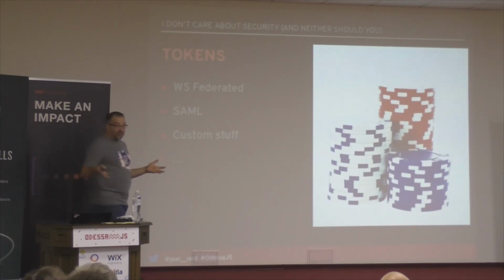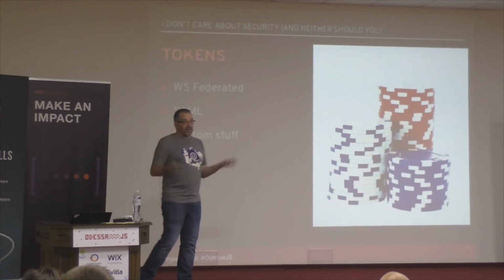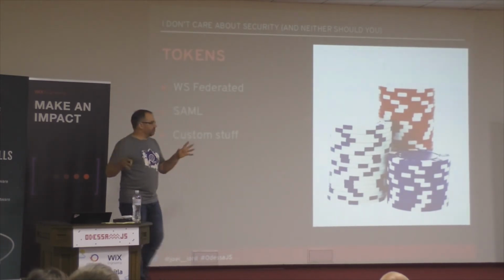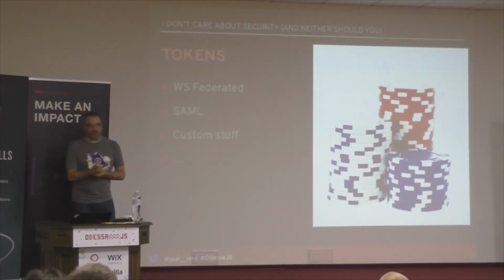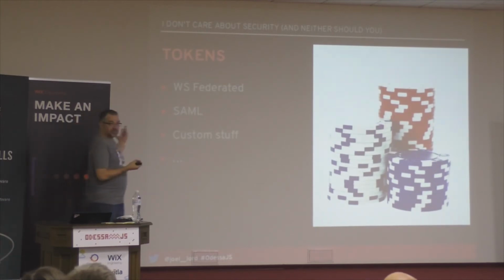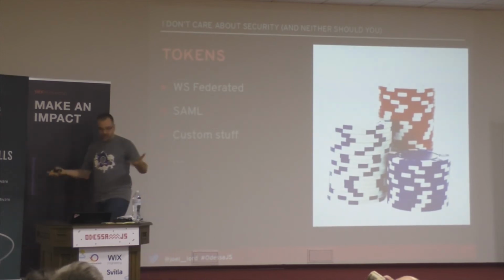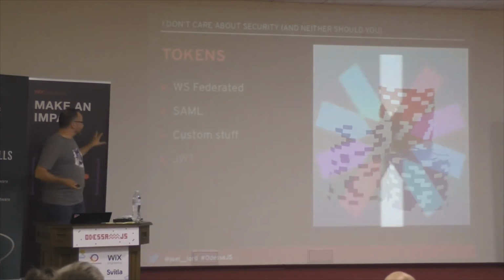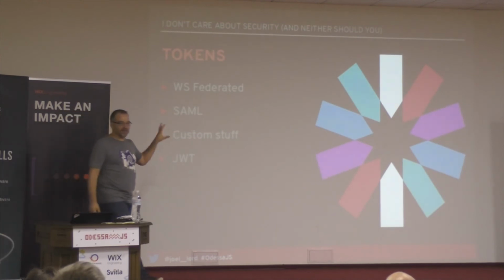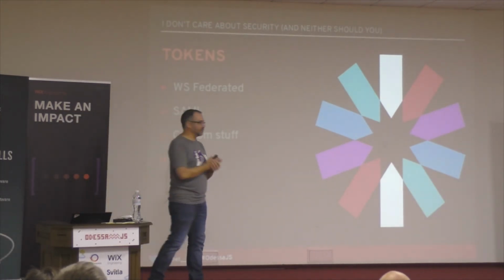Tokens can take multiple forms. If you're into Microsoft WS-Federation stuff, I'm not very familiar with that. If you're into XML, SAML is a way to do it. But we're all here for JavaScript, right? So JSON Web Tokens are typically the way that is used in most modern servers now.